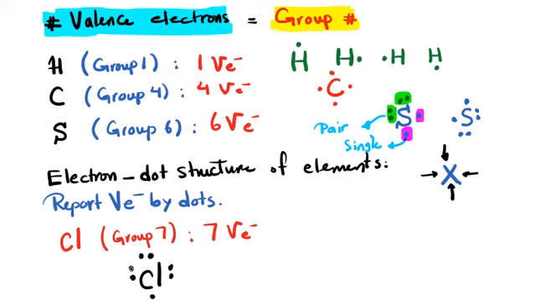Again, I'm going to make sure you understand there is some possibility to draw the electron dot structure on other sides. For this element, we have 3 pairs of electrons: 1, 2, 3. So I'm going to write that here: 3 pairs and only one single electron. So this single electron is here.